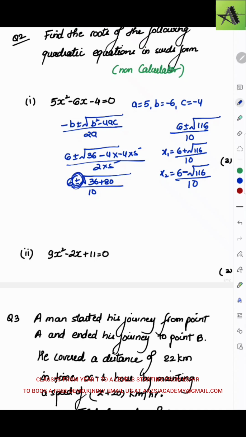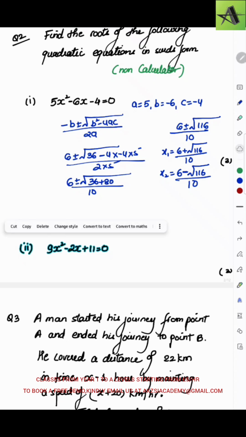Plus minus represents that you will get one root when you're using plus and another root when you're using minus. And in this way you can calculate the value.